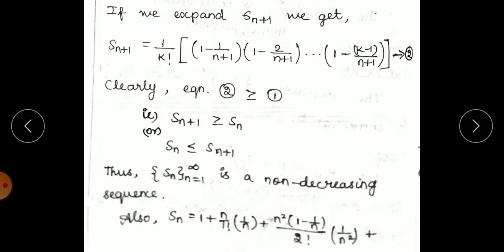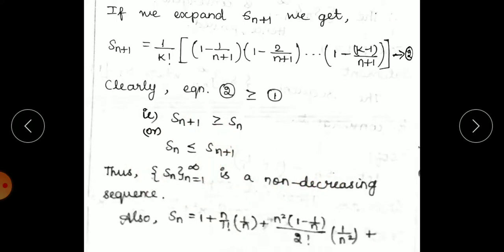Now we can expand n plus 1, we get 1 by k factorial into 1 minus 1 by n plus 1, 1 minus 2 by n plus 1, since in the place of n we are having n plus 1. So apply that, take it as the second equation. Now clearly equation 2 is greater than or equal to equation 1. Therefore Sn plus 1 is greater than or equal to Sn. Therefore Sn is less than or equal to Sn plus 1. So it is a non-decreasing sequence. Sn is non-decreasing, so it is an increasing sequence.